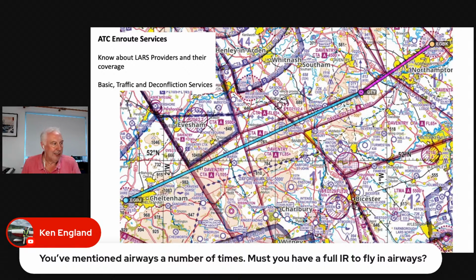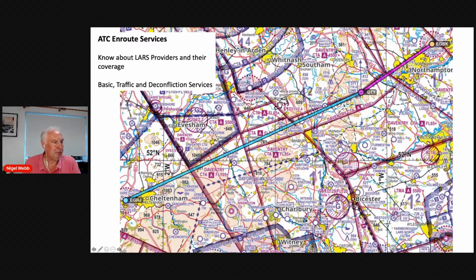But looking at the map we've got up in front of us at the moment, the Class D that you can see around Birmingham, you could fly in that. Obviously, you need a clearance to enter Class D airspace, IFR or VFR, but you do need a clearance.